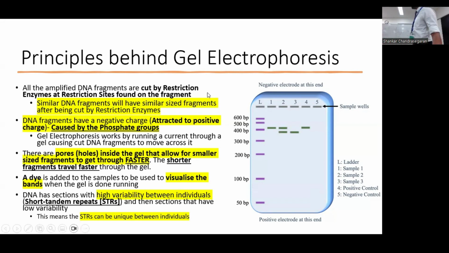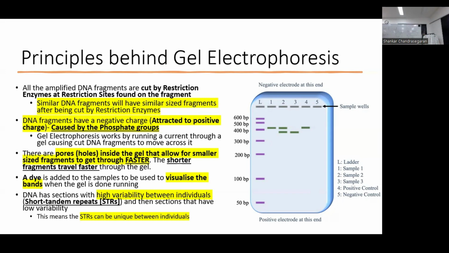And just because there's an attraction doesn't mean that will necessarily create the bands. This combined with the next one, which is the fact that these gels actually have pores in them that allow the DNA fragments to travel through them. But there's one condition with these pores, which is that they allow smaller size fragments to get through them faster.